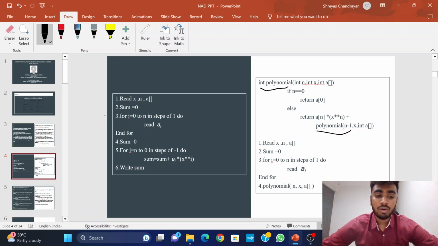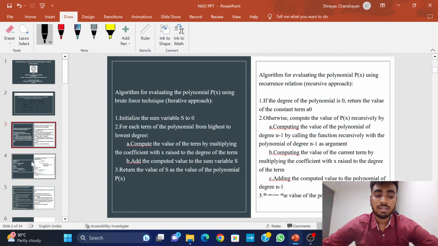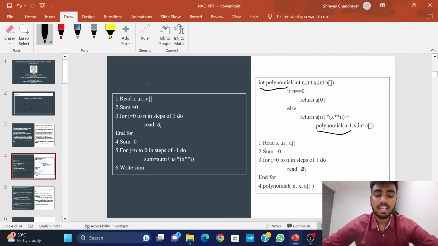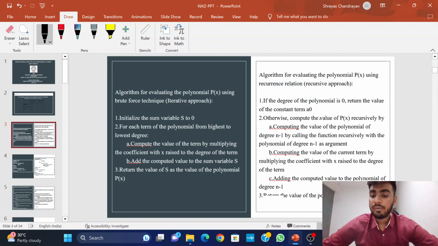Here is a program for the given algorithm. First, read x and an array a. Initialize the sum as 0. For i equals 0 to n in steps of 1, read a_i. Then set sum equal to 0 and for i equals n to 0 in steps of -1, sum equals sum plus a_i times x^i. Then write the sum.